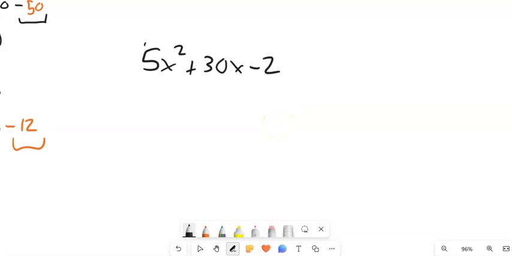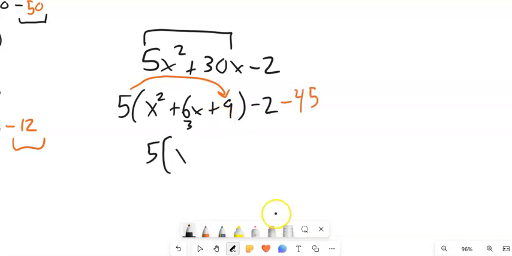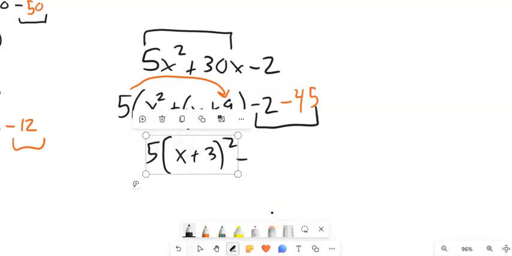This one, same idea. I'm just going to do this one algebraically. I'm going to break this into 5 piles. 30 divided by 5 is 6. Notice it's like distributive property in reverse, right? Complete the square here, so half of 6 is 3. 3 squared is 9. So I add 9. But as you know, that 9 is really worth 5 times 9, 45. So this would be 5 of these x plus 3 squareds. And then whatever this ends up being, negative 2 minus 45, negative 47. And that is how we can complete the square when a is not 1.